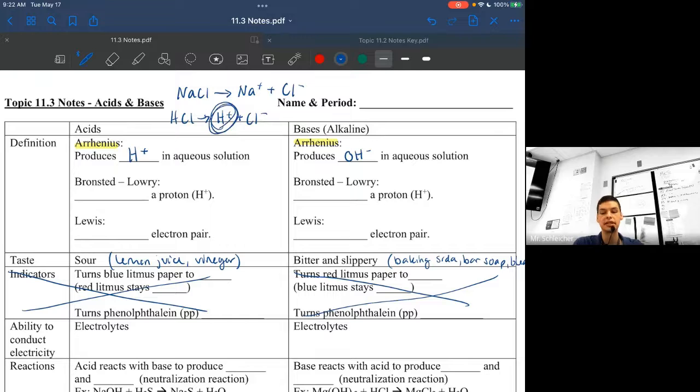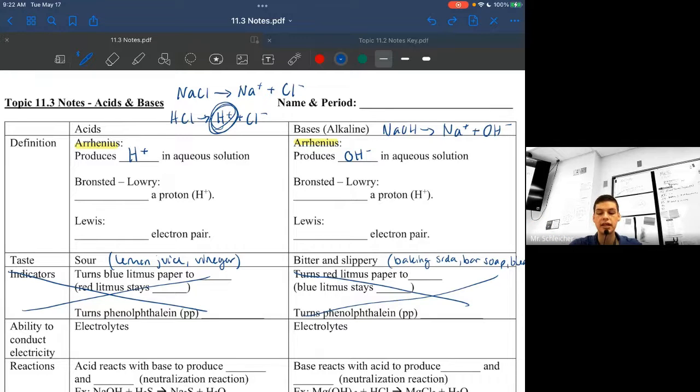So if something dissociates and produces this H plus, Arrhenius said that's an acid. Now, if something dissociates and produces an OH minus, like NaOH dissociating into Na plus and OH minus, Arrhenius said, well, since it made that OH minus, that's a base. So that was his definition there.